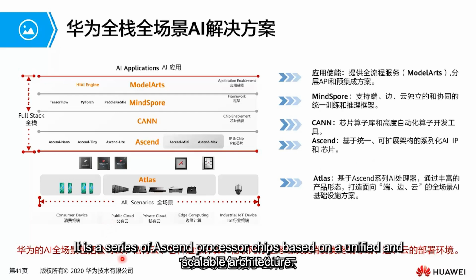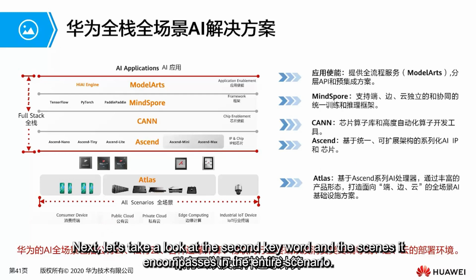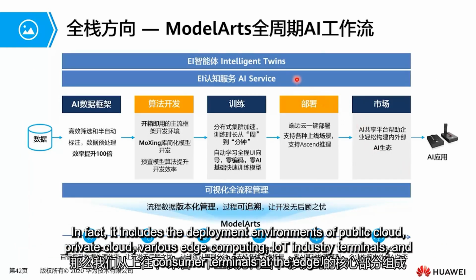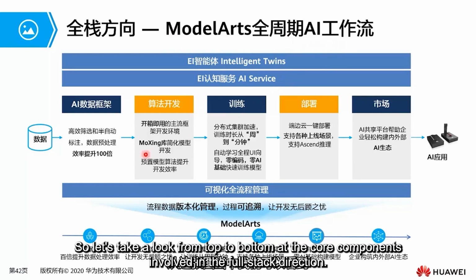Next, let's take a look at the second keyword, full scenario, and the scenes it encompasses. In fact, it includes the deployment environments of public cloud, private cloud, various edge computing, IoT industry terminals, and consumer terminals at the edge. So let's take a look from top to bottom at the core components involved in the full-stack direction. First of all, it's our ModelArts full-cycle AI workflow.